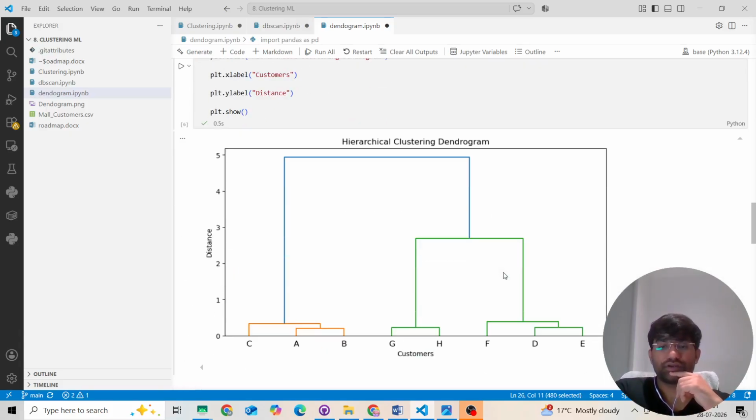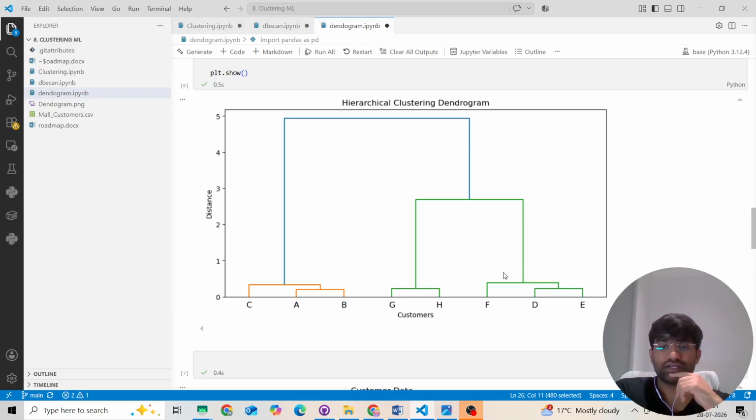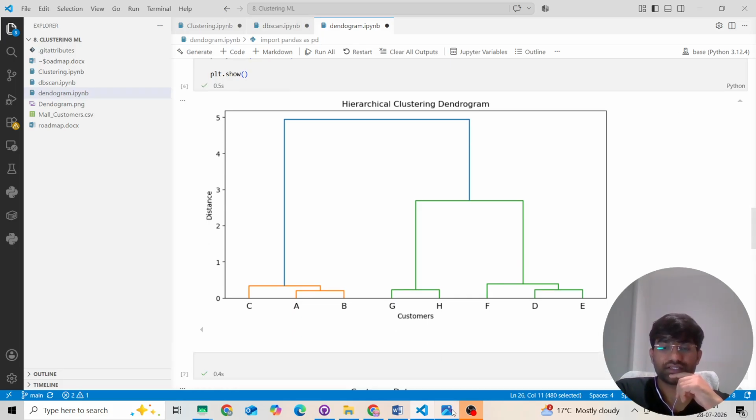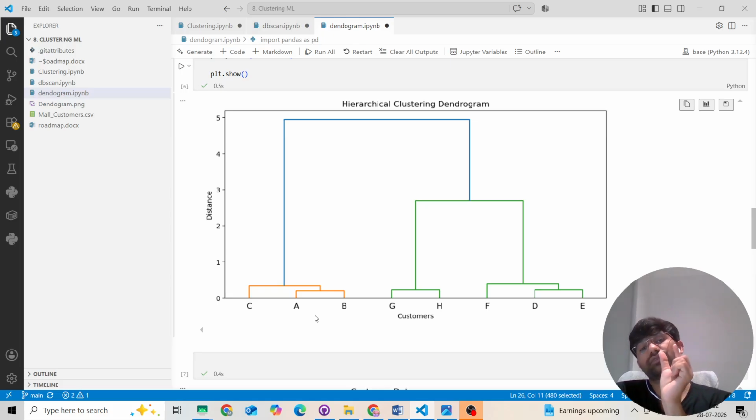Let's plot the dendrogram. See, this is our dendrogram. It is very clear here. The x-axis is customers, all my data points, and the y-axis is distance, that is Euclidean distance. If you observe here, point A and point B. What does agglomerative do? First it forms a cluster for each data point, and second it calculates the distance and merges the nearest data points to form a cluster.